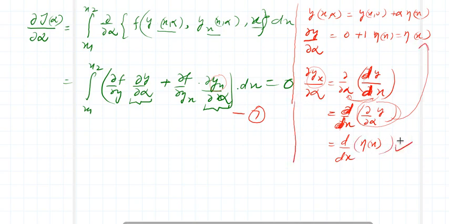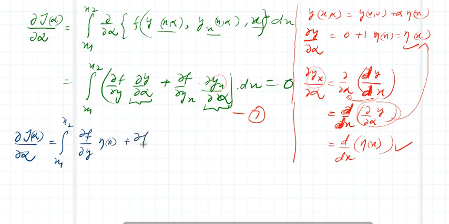So I have to use two values in this equation. So this equation 7 will become what? This equation 7, it is ∂J/∂α, it must be equal to the integral from x1 to x2 of ∂f/∂y times η(x) plus ∂f/∂y' times d/dx of η(x), dx. That's what I am taking here, and it must be equal to 0.